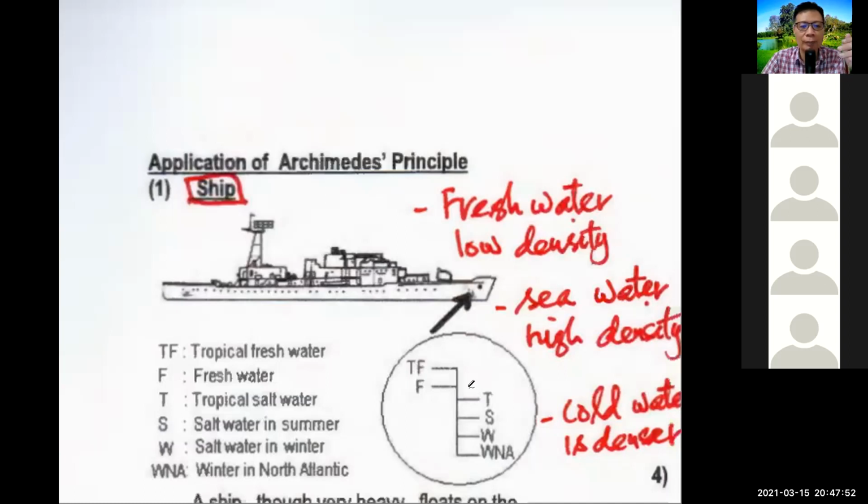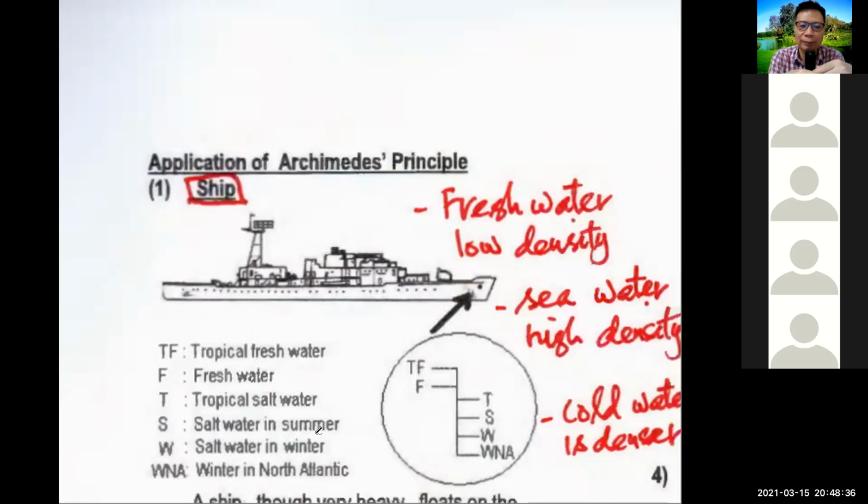And followed by salt water in the summer. Summer means hot. And then salt water in winter, you see the difference or not? In summer, the sea water is hot, so the density is lower, and it will sink deeper. In the winter, it is very cold, and the sea water density is actually high. In salt water during winter, the ship shouldn't sink, because the sea water density is very high, so the ship floats very easily, not easy to sink.